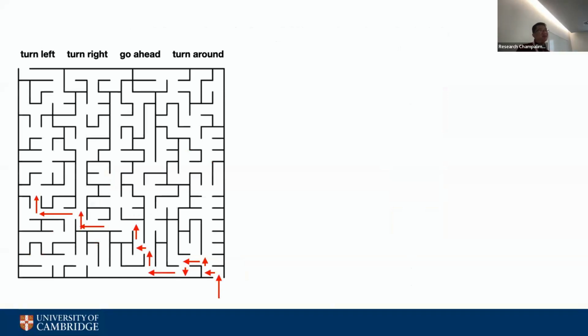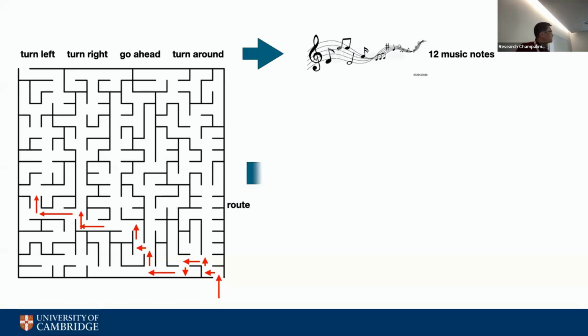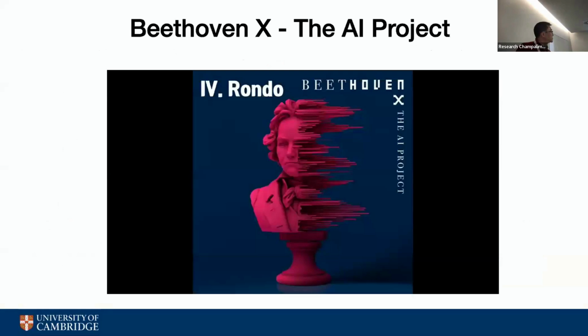Let's think about it not as a maze, not 4 directions, but rather 12 directions, and it's a music sheet. Then the task turns out to be a composer writing a music sheet that is not finished, and we use a neural network to finish this music sheet. This is actually the Beethoven 10th project. Beethoven's 10th symphony is unfinished, and there's a deep learning system to finish it.